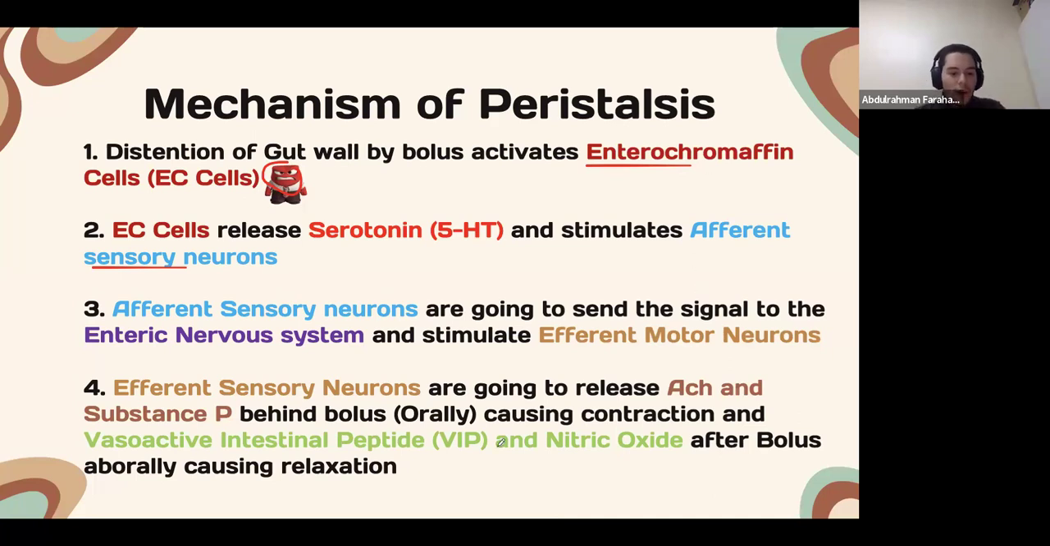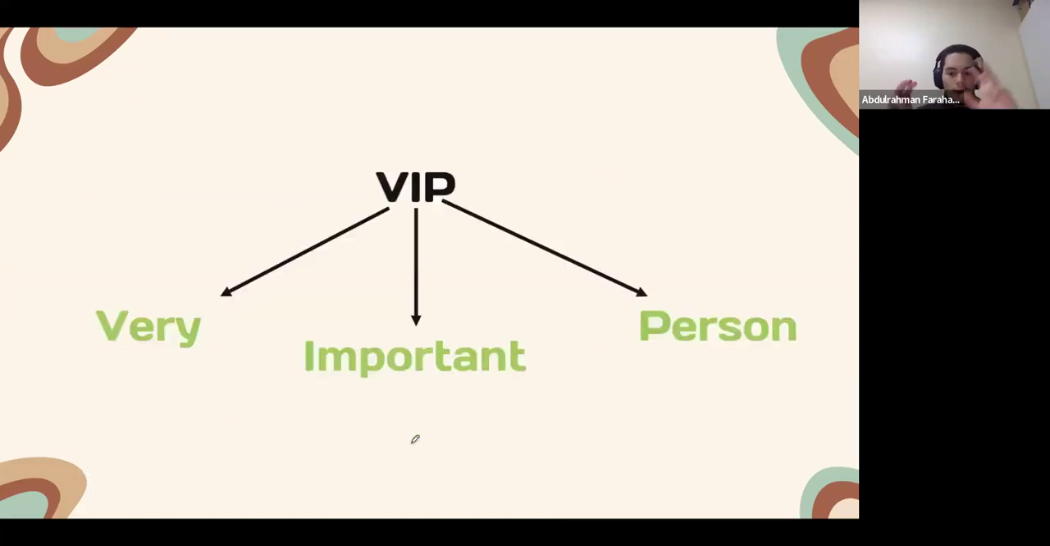A good way to remember that vasoactive intestinal peptide relaxes is through this mnemonic I used to use, which is VIP. Generally, we know VIP is a very important person. And so essentially, VIP is clearing the way for the bolus to go through the small intestine. So that's a link you could make.